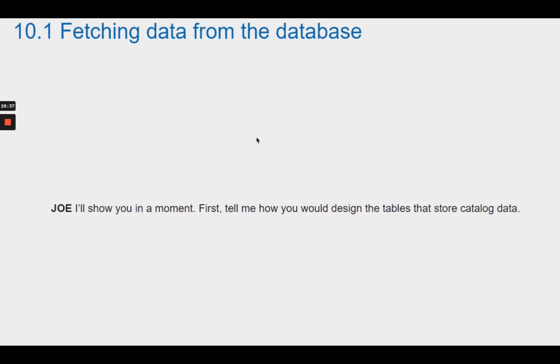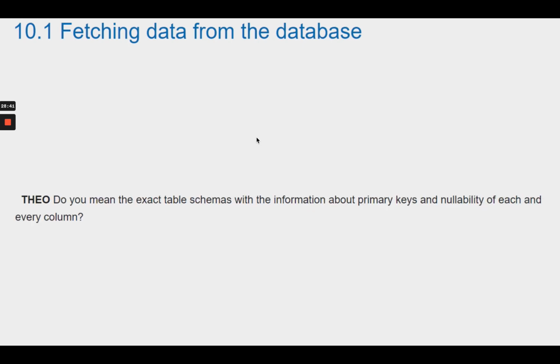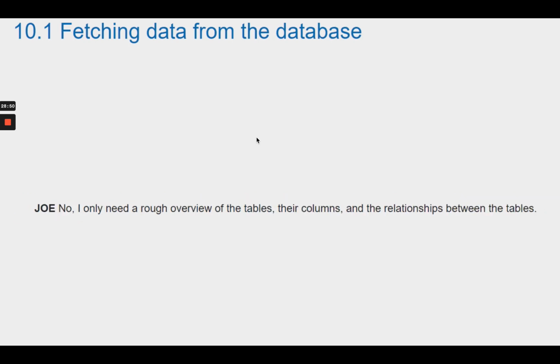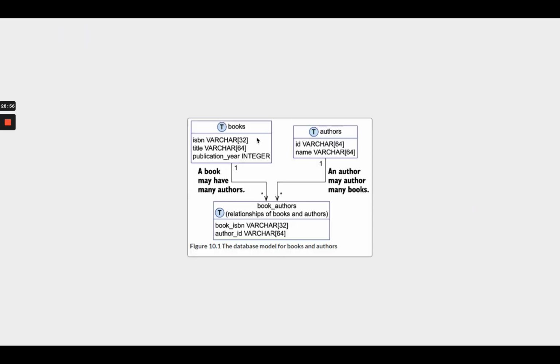First, tell me how you would design the tables that store catalog data. Theo: Do you mean the exact table schemas with the information about primary keys and nullability of each and every column? Joe: No, I only need a rough overview of the tables, their columns, and the relationships between the tables. Theo goes to the whiteboard. Figure 10.1 shows the diagram he draws as he explains his thinking to Joe.